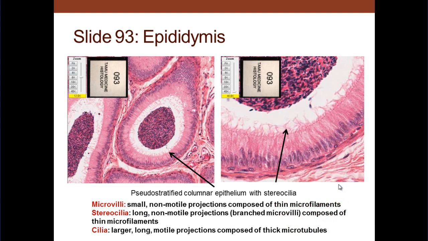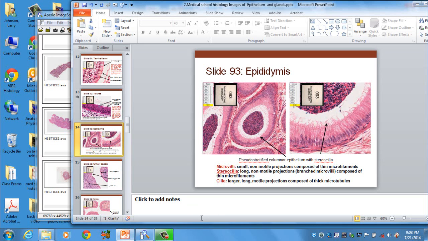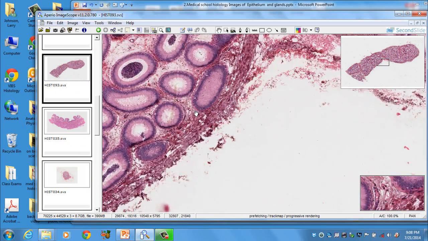Another type of pseudostratified columnar epithelium has stereocilia, very long branched microvilli like we saw before, and we can see that in the epididymis. So these are microvilli, but very long, and also they are branched. They differ from cilia. Cilia are long projections that have microtubules, but both microvilli and stereocilia have actin filaments inside them.